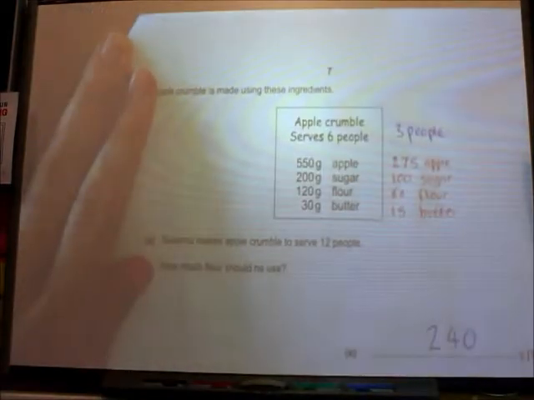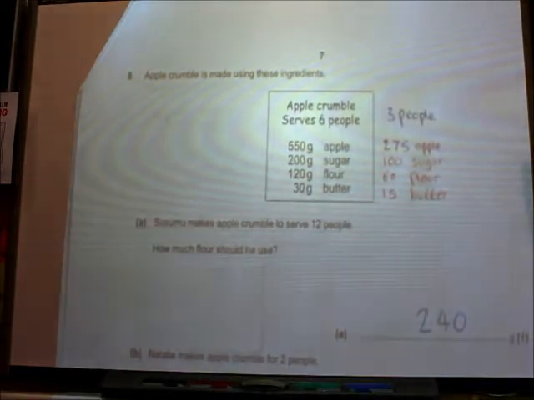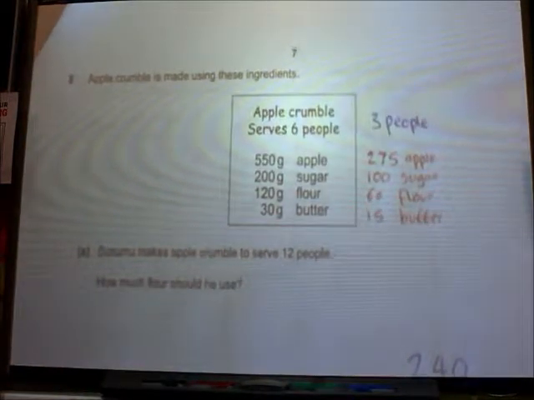Next one, question 8. Apple crumble is made using these ingredients. So I'll let you read it there. By the way, if you ever want to pause during this so you can have a closer look, please do.